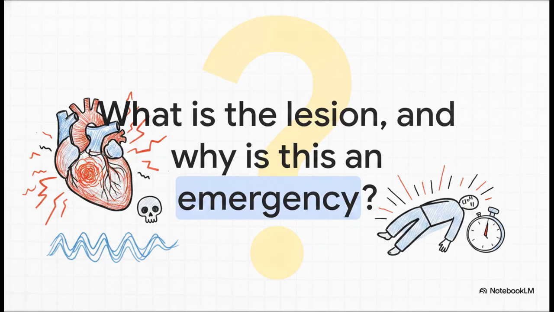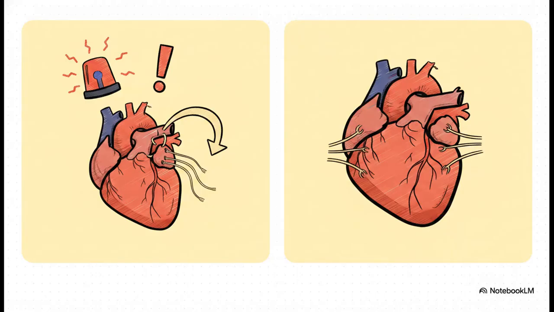I want you to contrast this with the chronic AR patient we saw in Room 2, who was walking around totally fine with massive volume overload. Why is this patient crashing right now? This comes down to the absolutely critical difference between primary and secondary pathology. Notice the mechanism on the left.